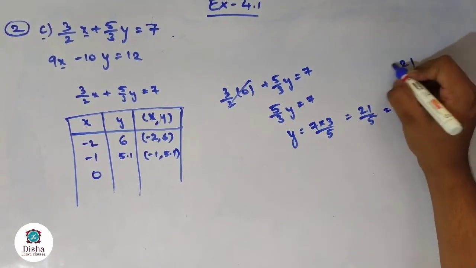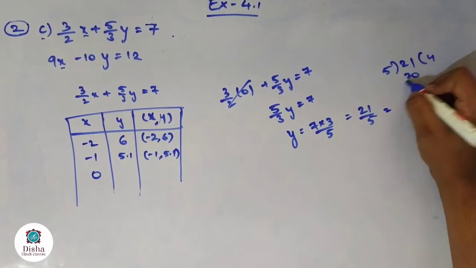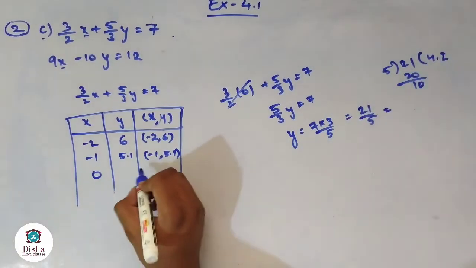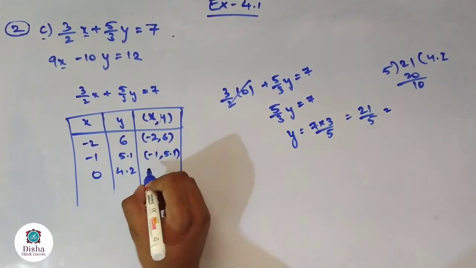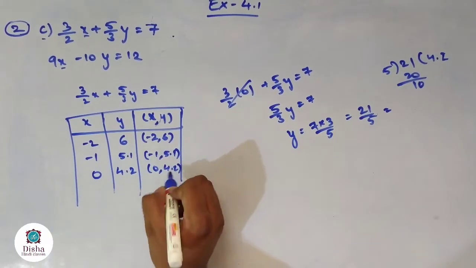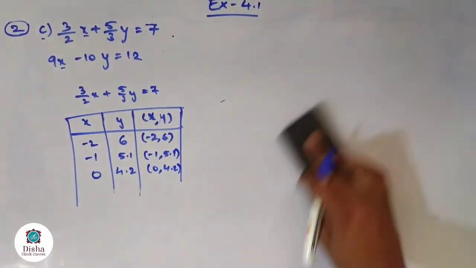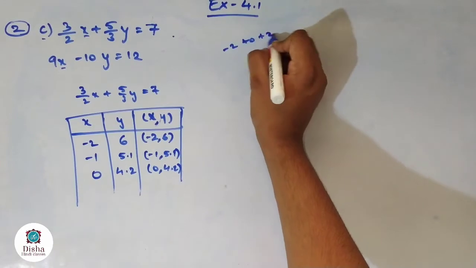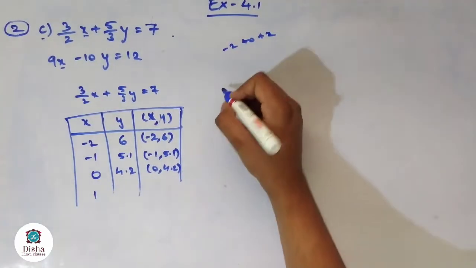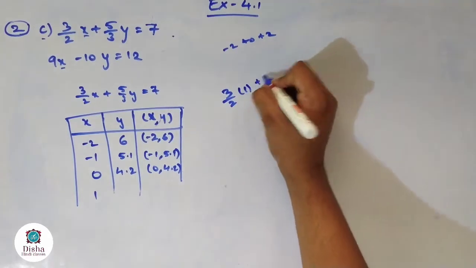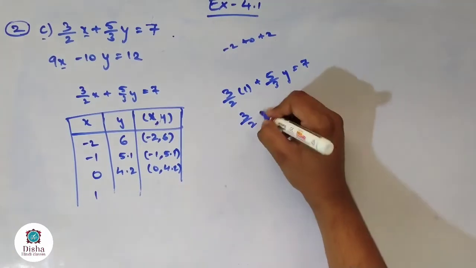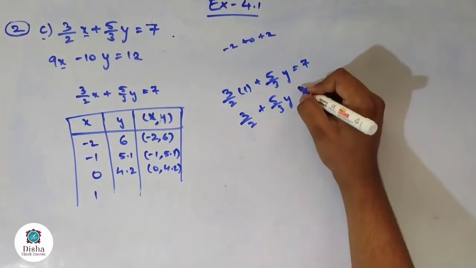So now if we divide it, 5 fours are 20, we'll get 1 as carry. So point, if we take, we'll get 4.2. So therefore y equals 4.2. So (0, 4.2). So next, if we take 1, we said we'll go from -2 to +2, right? So now x equals 1. 3 by 2 into 1 plus 5 by 3 of y equals 7. So 3 by 2 plus 5 by 3 of y equals 7.